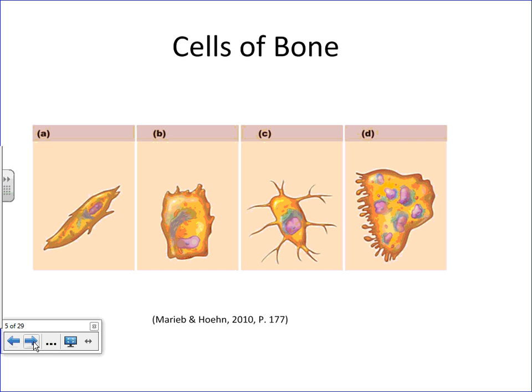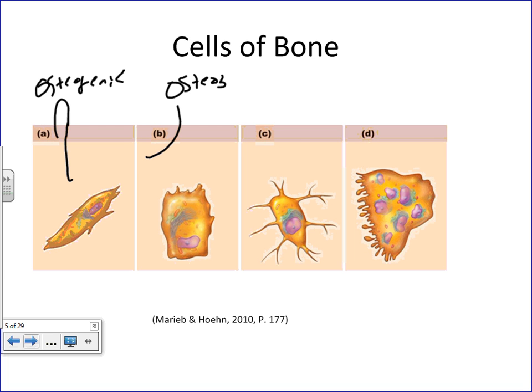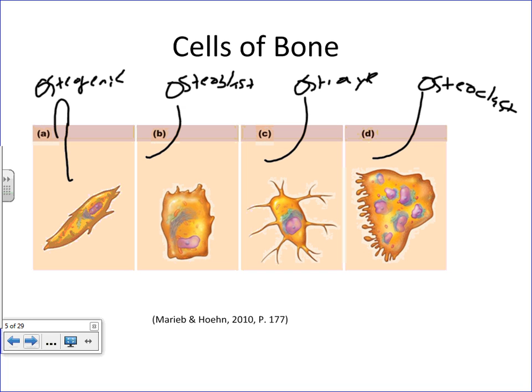Here's a representation of what these cells tend to look like underneath the microscope. This would be the osteogenic cell. This would be an osteoblast. This would be an osteocyte, and this would be an osteoclast. Again, these cells have their appearance for specific reasons. Essentially this is a stem cell, and then what you see here is an osteoblast.